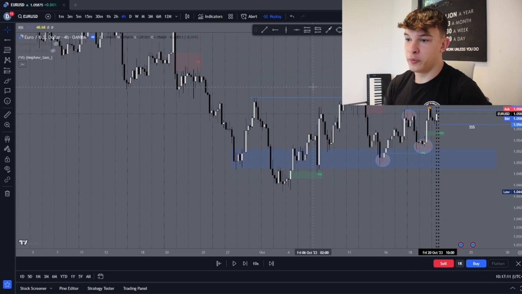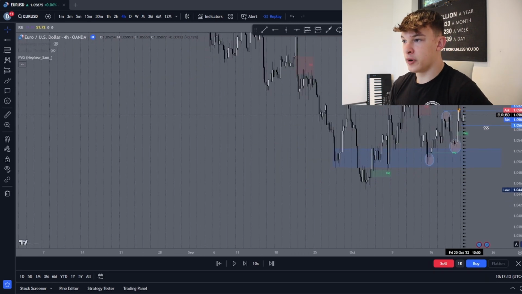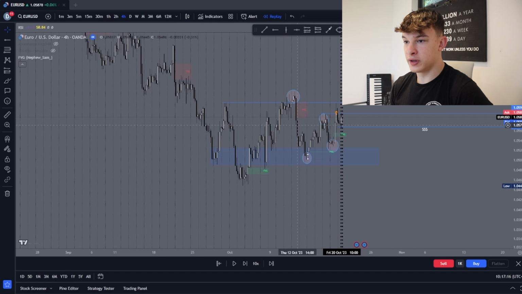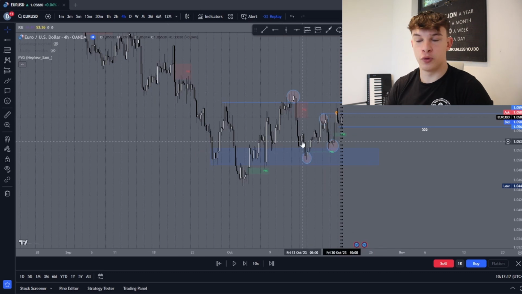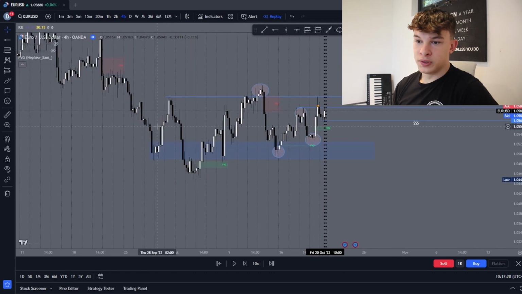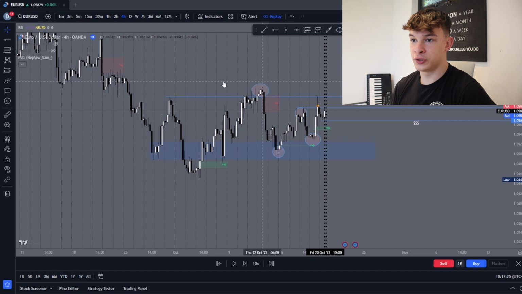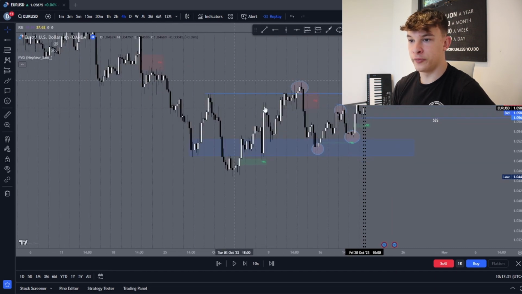Starting off, on the 4-hour time frame, we've entered a range of consolidation. There's been no real movements up or down. What was interesting was we created this 4-hour high here, pushed down, took out the lows, and then pushed up, and as you can see at this circle here, took out the highs on the 4-hour time frame.